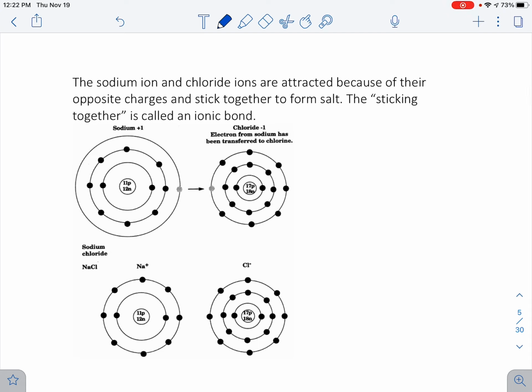Here we have sodium. Sodium has the one electron on the outside shell, and it fills in that gap that chlorine had from being full. And so the sodium becomes +1, and the chlorine becomes -1. The sodium ion and the chloride ions are attracted because of the opposite charges. Remember that little square we did? Once they have that extra electron, they are negatively charged now and positively charged, so they are attracted to each other. The sticking together is called the ionic bond.